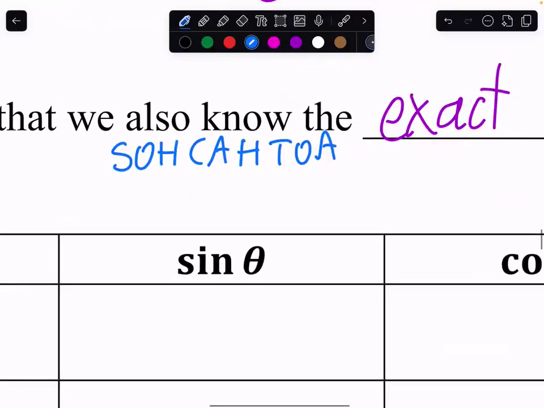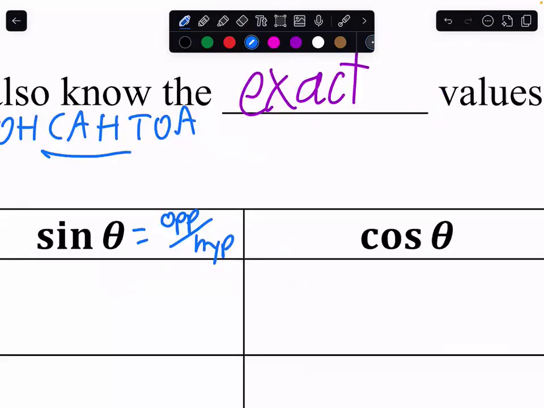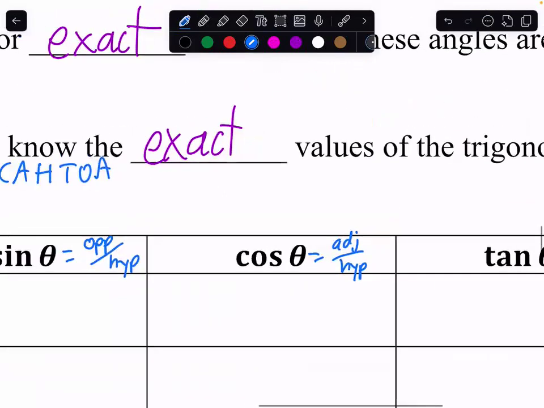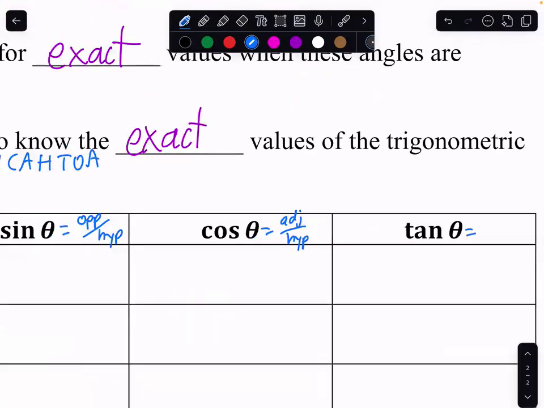What this means is that SOH, sine is opposite over hypotenuse. Cosine, CAH, cosine is adjacent over hypotenuse. And TOA means tangent is opposite over adjacent.